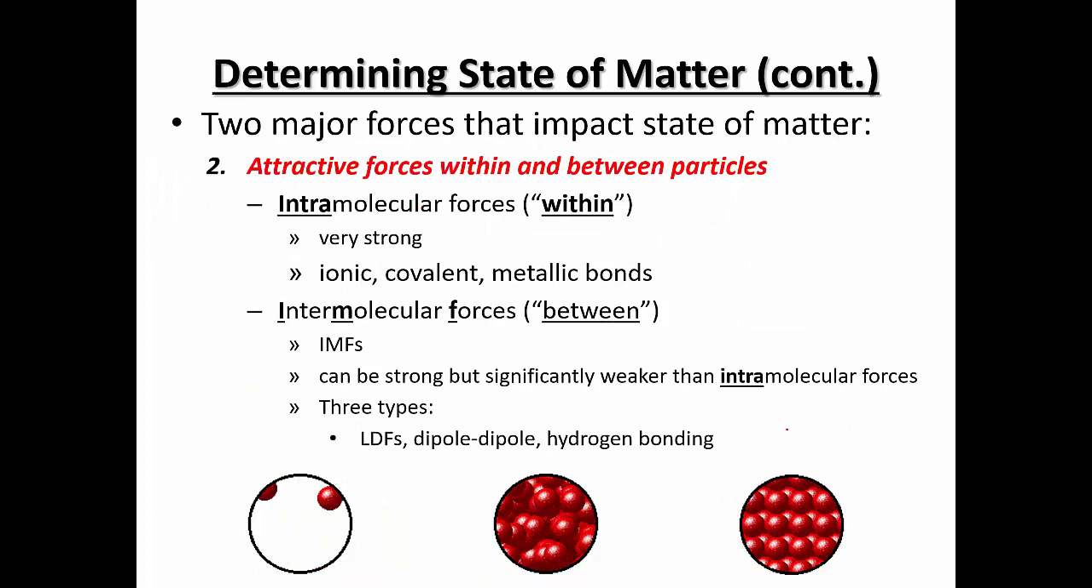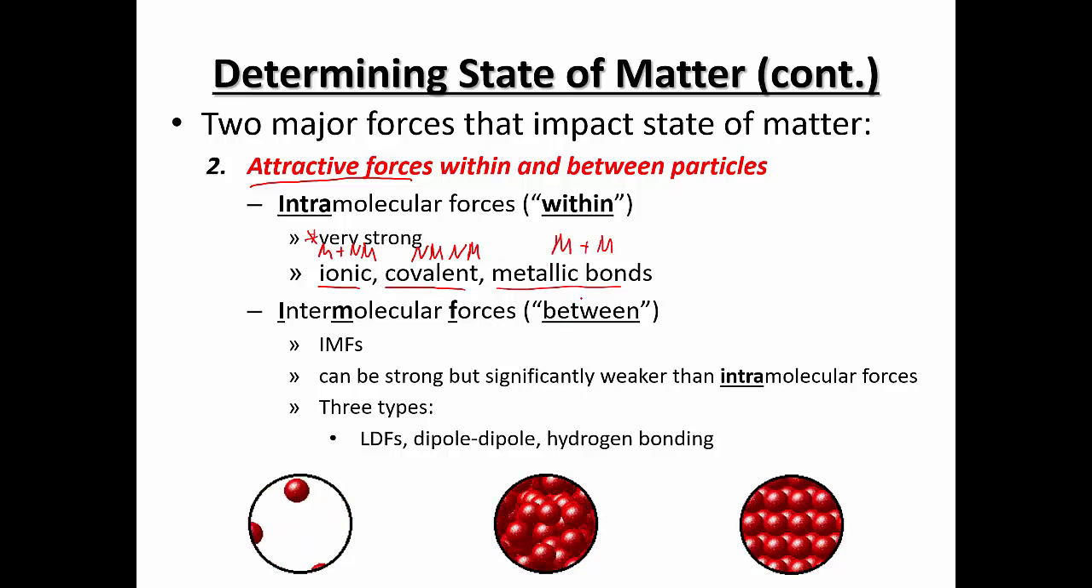Our second part is going to be the attractive forces within and between the particles. Our first one, intramolecular force, is within. They're very strong, and we either have ionic, covalent, or metallic. So remember, ionic is our metal plus the nonmetal, covalent is nonmetals sharing of electrons, and metallic is just two metals combining together there. So they're either sharing, giving, or taking of electrons in order for that to happen.